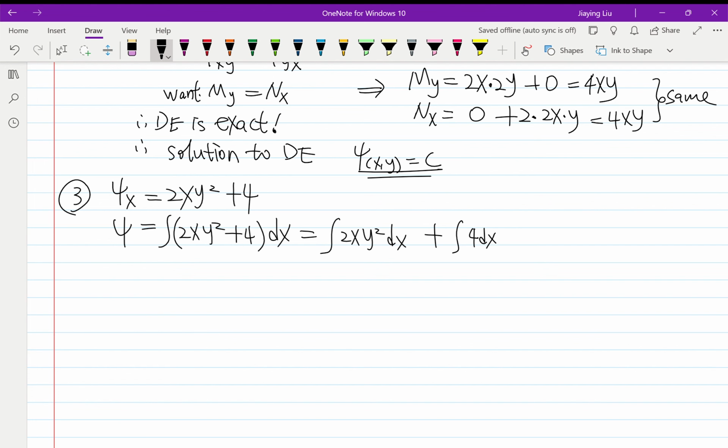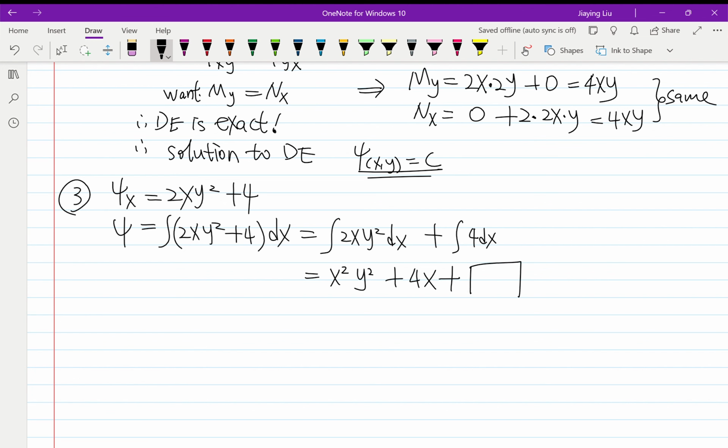When we integrate this with respect to x, we have to treat the y squared as a constant. So the y squared doesn't get involved when you integrate with respect to x. So that's going to give me, when we integrate 2x, x squared. Y squared is just a coefficient basically. Plus 4x plus a constant. Be very careful with this constant term.